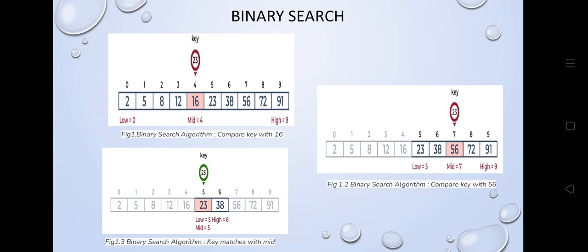And again we find the low, high, mid. This continues until we get the key. Here we get the key element at the third step on mid.